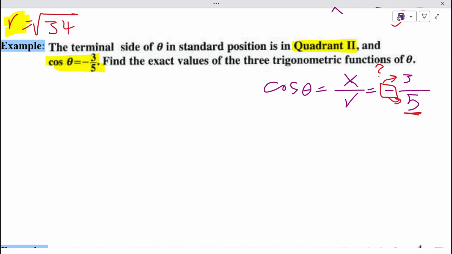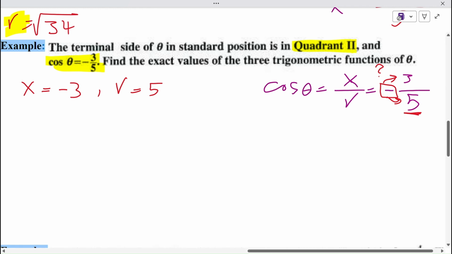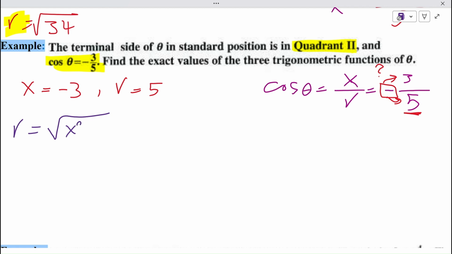So here we have x is equal to negative 3, and we have r is equal to 5. Okay? Now, let's find y. How? By using the rule of Pythagoras. r is equal to the square root of x square plus y square. Okay? Now, r is equal to the square root of x, it means negative 3 square plus y square.